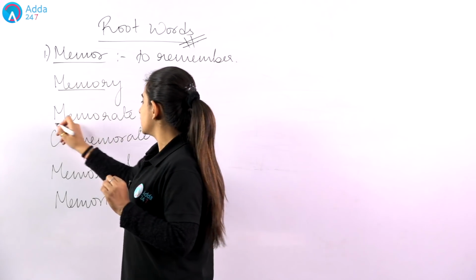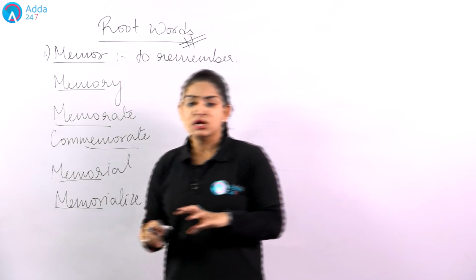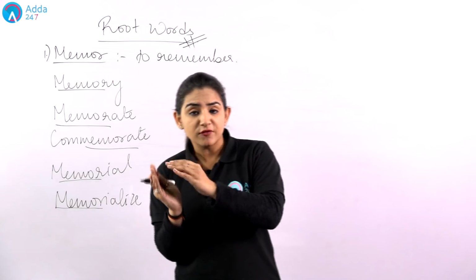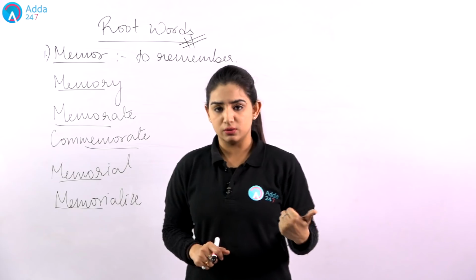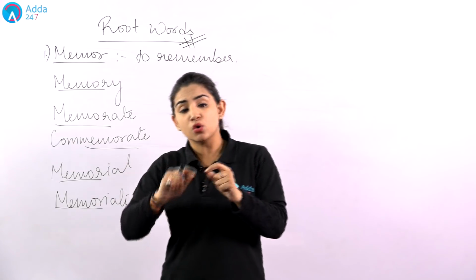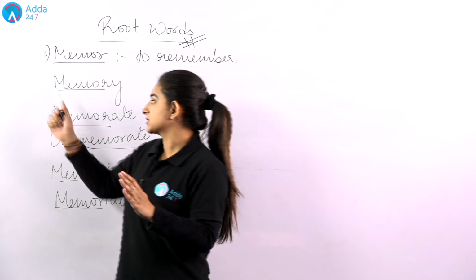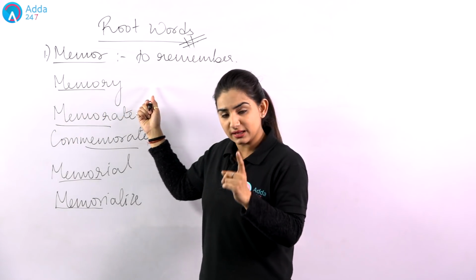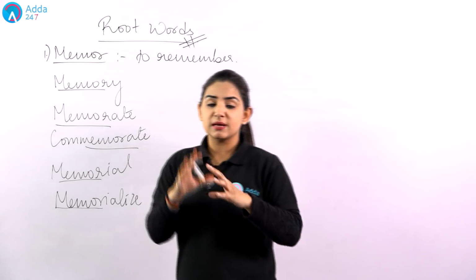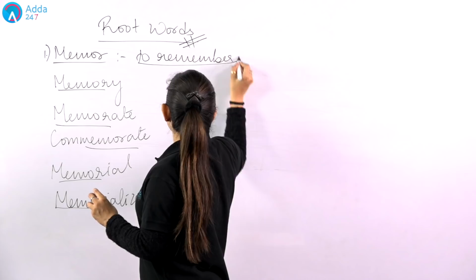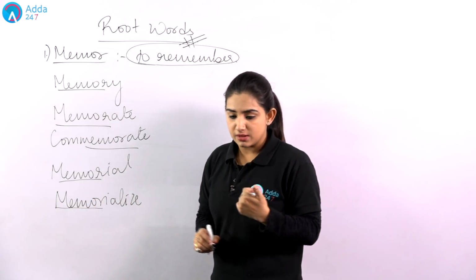You can have it here, you can have it in between, you can have it in the beginning of the word. So there's nothing like prefix or suffix. A prefix is placed only in the beginning of the word, and a suffix is placed only at the end. But a root word can be placed in the beginning, at the end, or in the middle of the word as well. Root words give you the exact meaning of what you have learned as a root word. For example, memory.